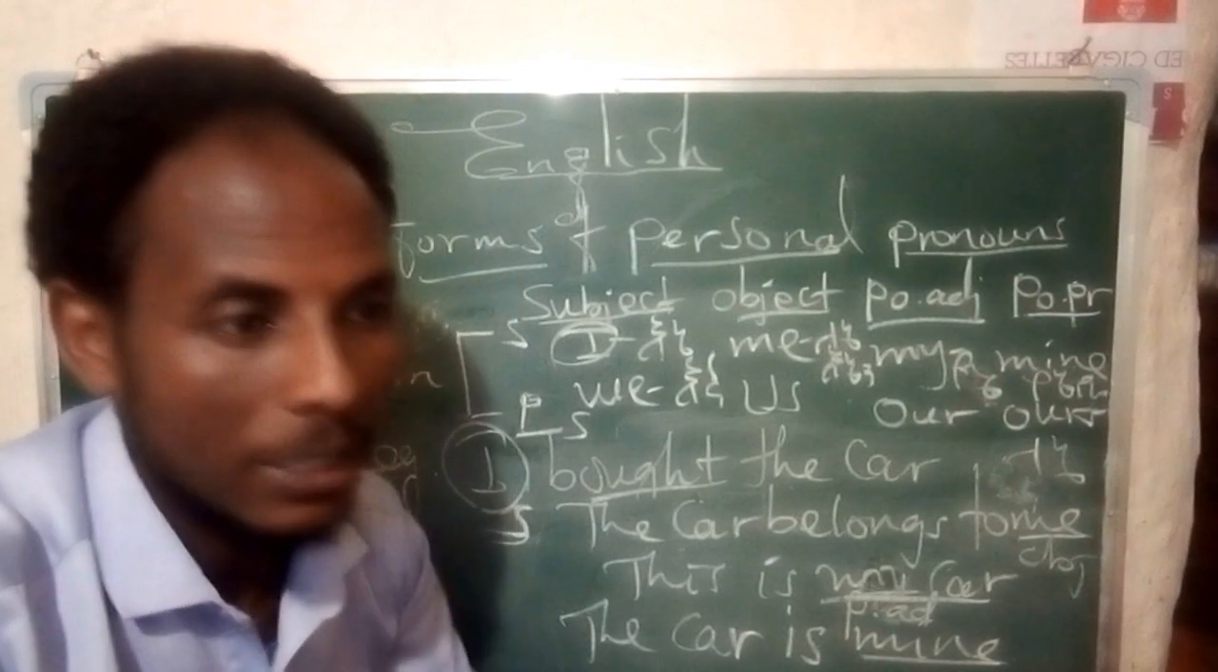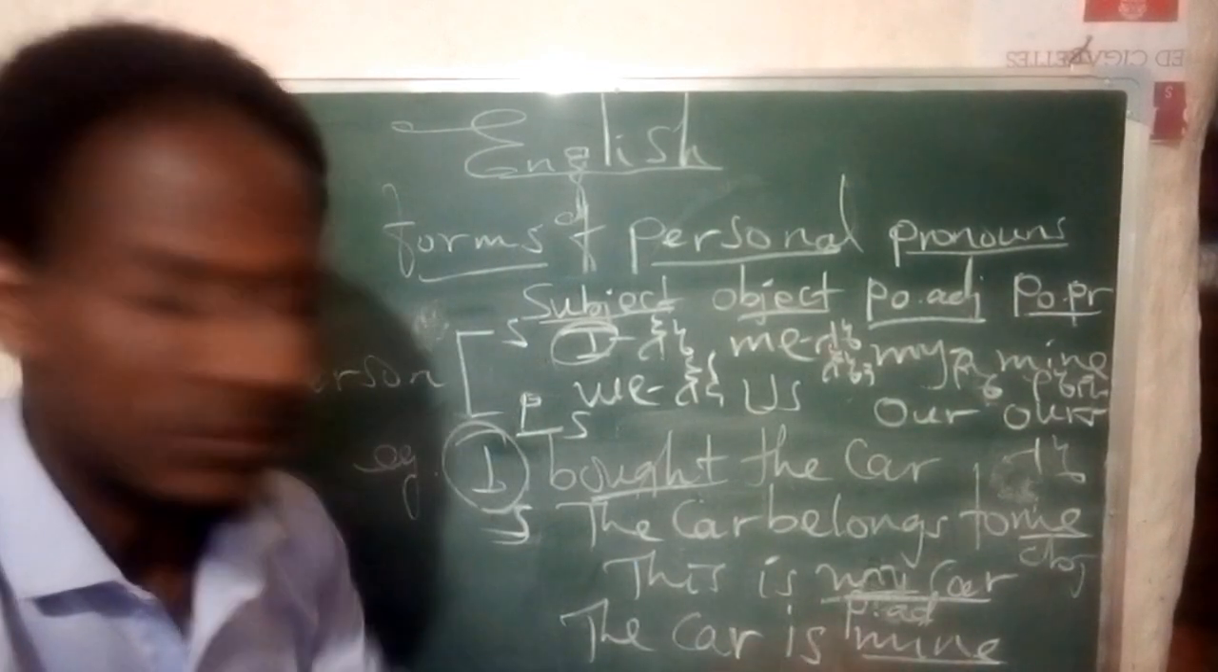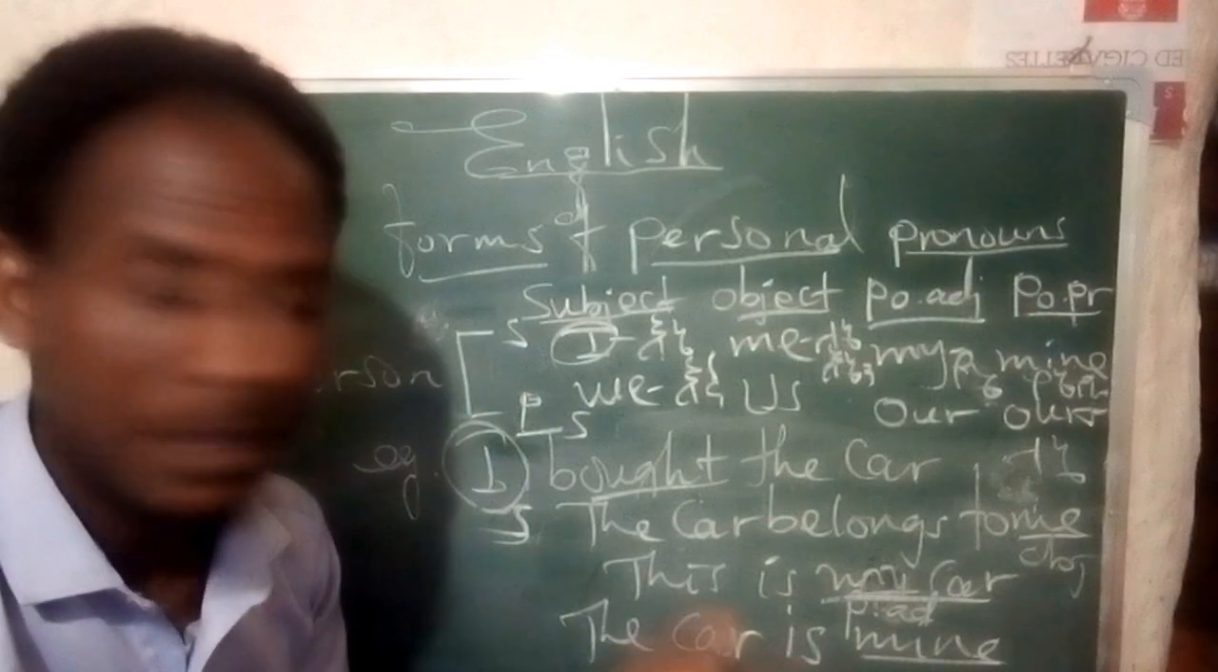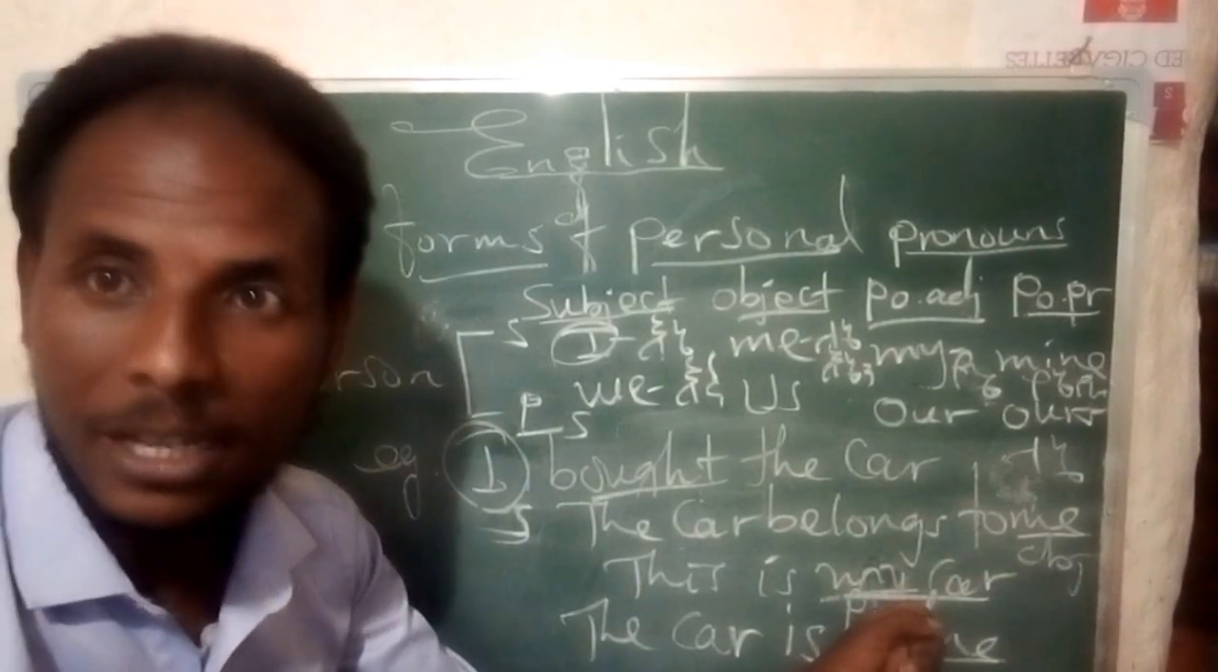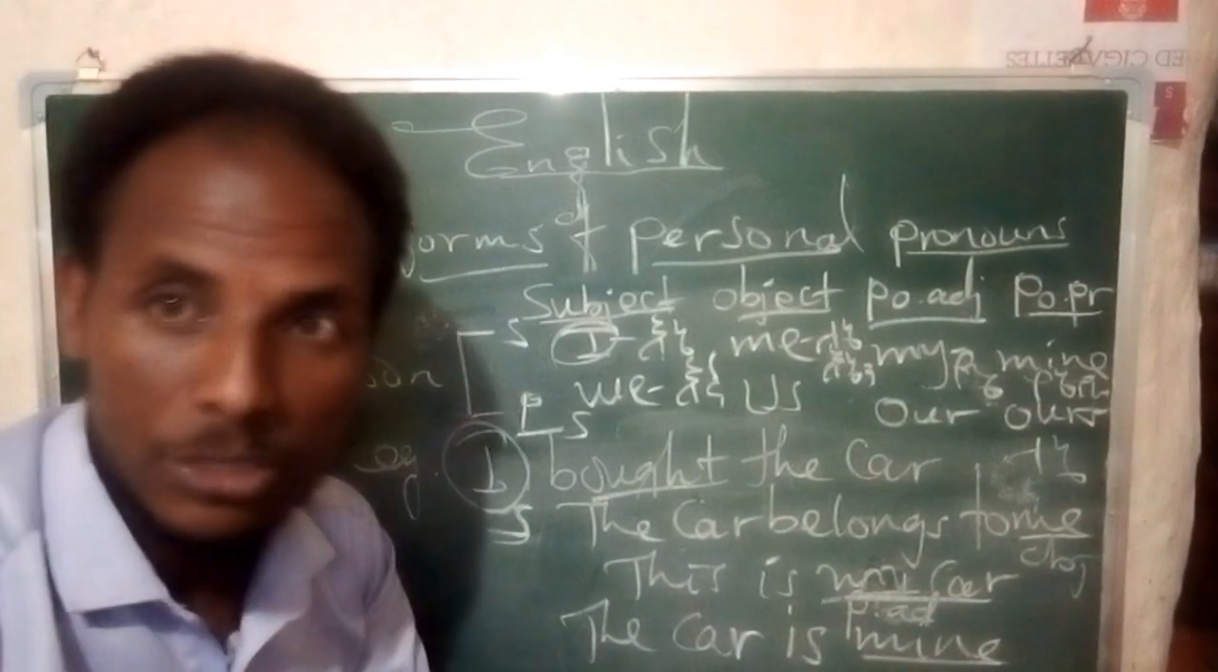We used the first person singular pronoun I as a subject, as an object, as a possessive adjective and a possessive pronoun.